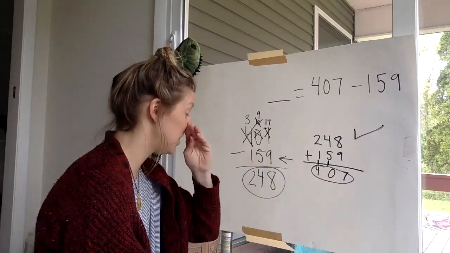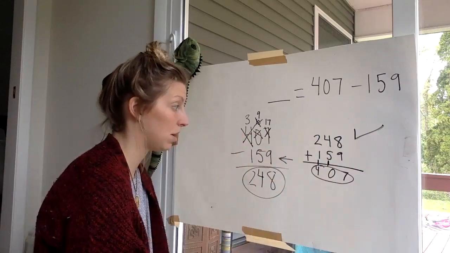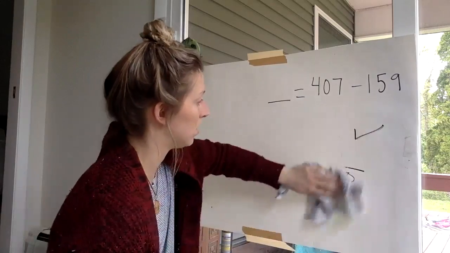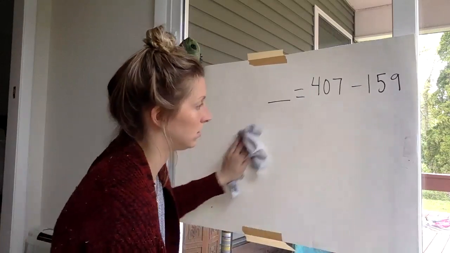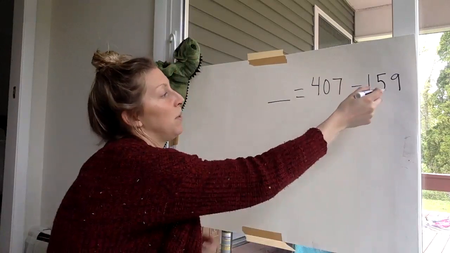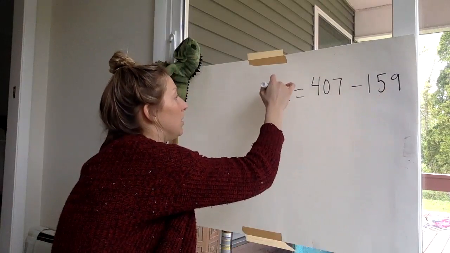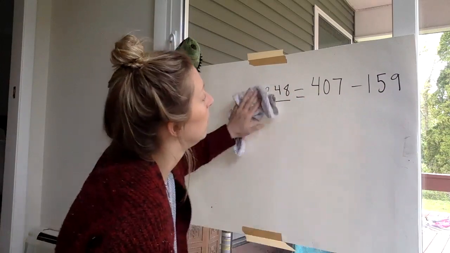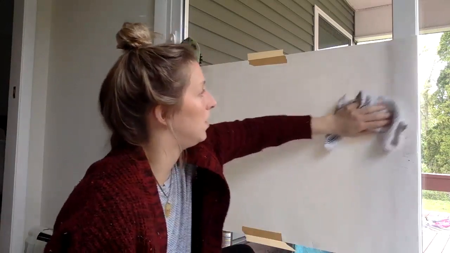So it's related. This addition problem is related to this subtraction problem, using those 3 numbers. All right. So if I wanted to complete my answer, 407 take away 159 is 248. Perfect.